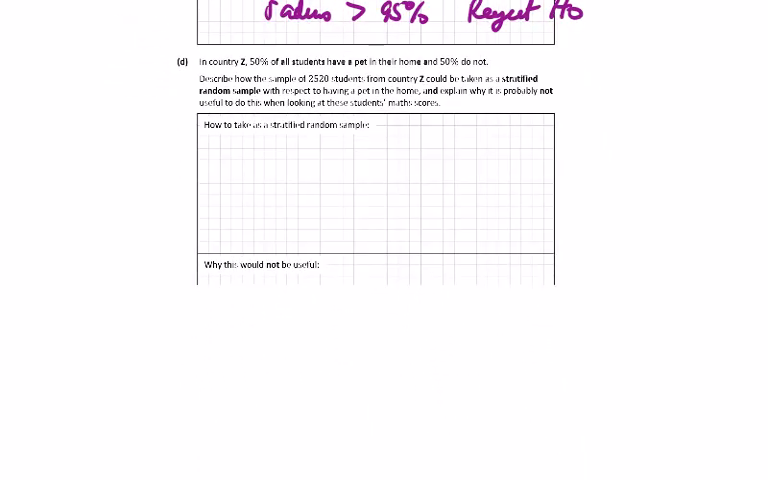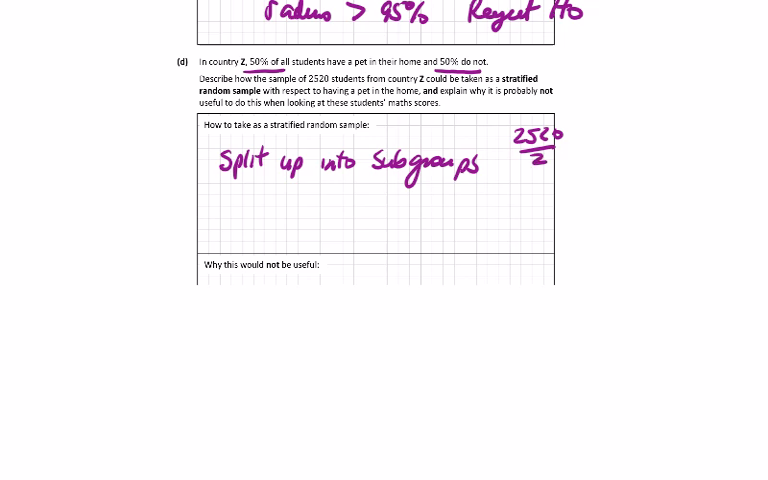In country Z, we're told 50% of the students have a pet in their home and 50% do not. Okay, what's this about pets? Describe how the sample of 2520 students from Z could be taken as a stratified sample. Well, stratified sample, we split up the population into subgroups. So that's what they've done here. They split the population into subgroups, and we're told 50%. So the subgroups will be half of 2520, which will be 1260. So in each sample, 1260 is the stratified sample size for this.